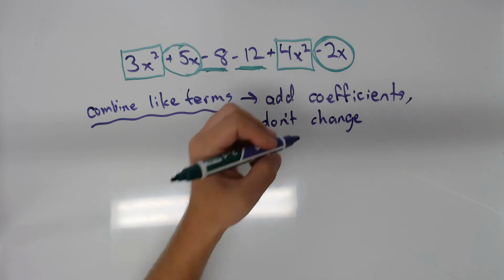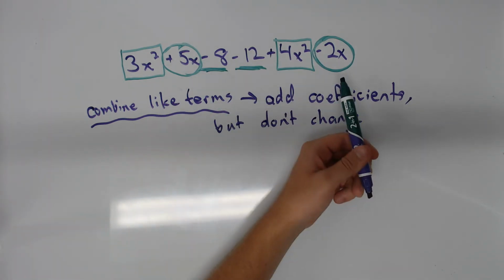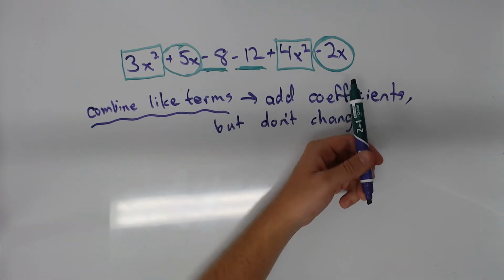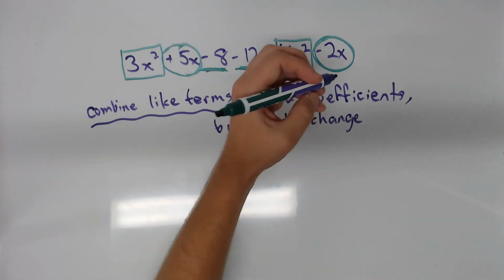So an x squared should stay an x squared. 5x and negative 2x should not make an x squared. It should just have an x. That part does not change.